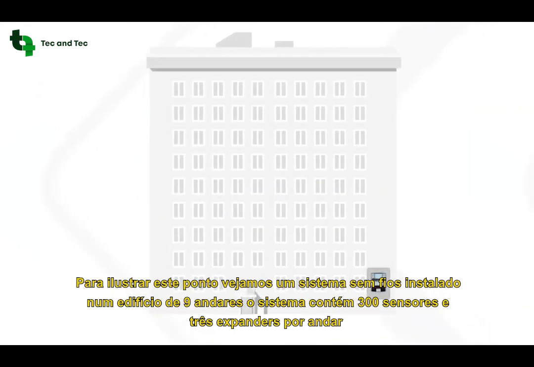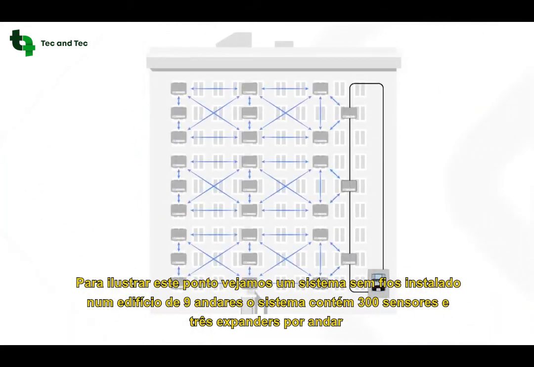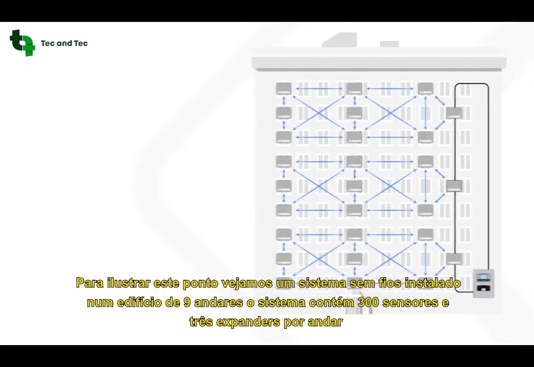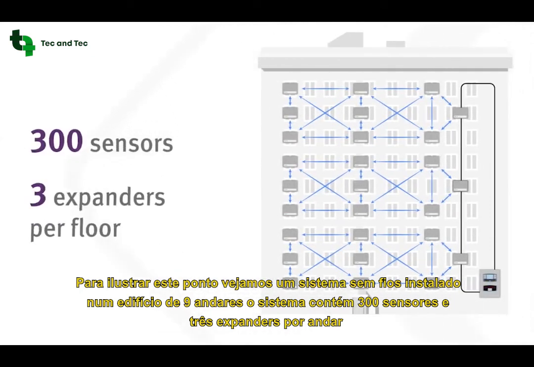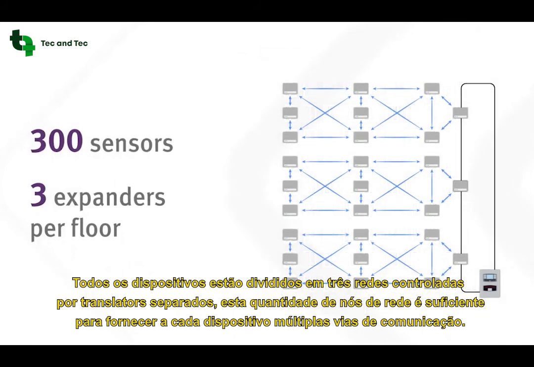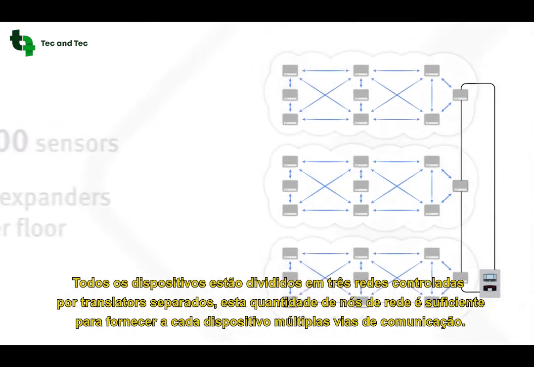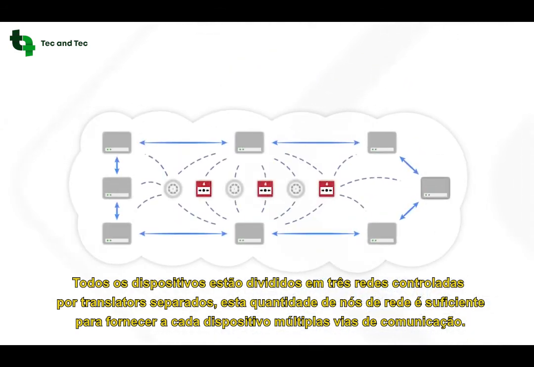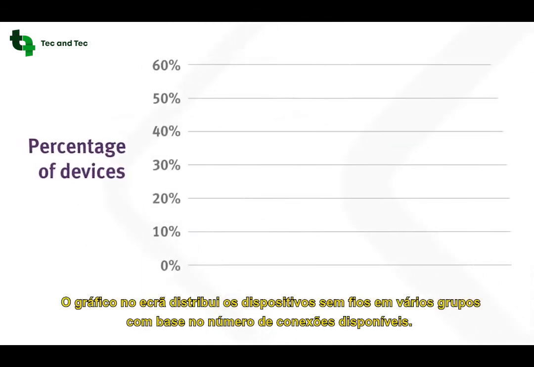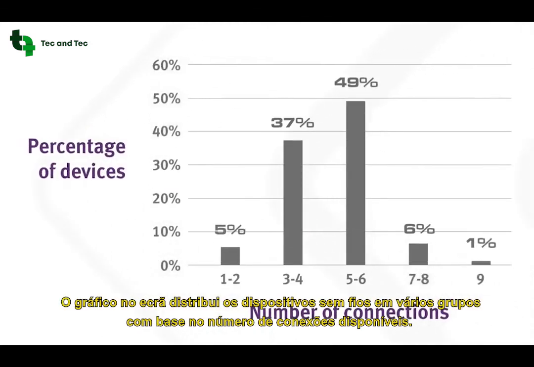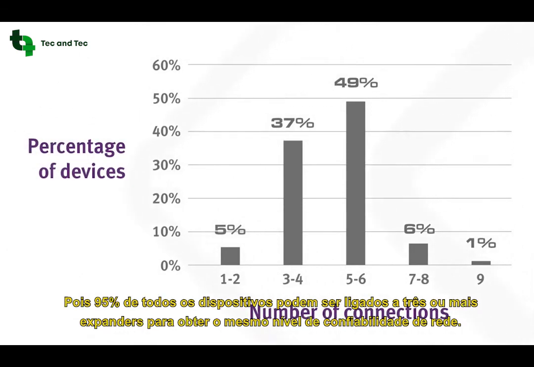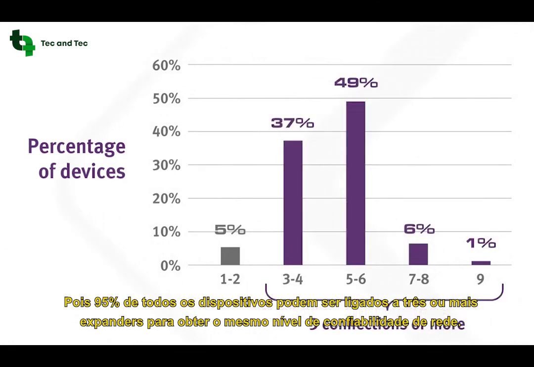To illustrate this point, let's look at a wireless system installed in a 9-storey building. The system contains 300 sensors and 3 expanders per floor. All devices are divided into 3 networks controlled by separate translators. This amount of network nodes is sufficient to provide each device with multiple communication paths. The chart on the screen distributes the wireless devices into several groups based on the number of connections available to them. As you can see, 95% of all devices can connect to 3 or more expanders.